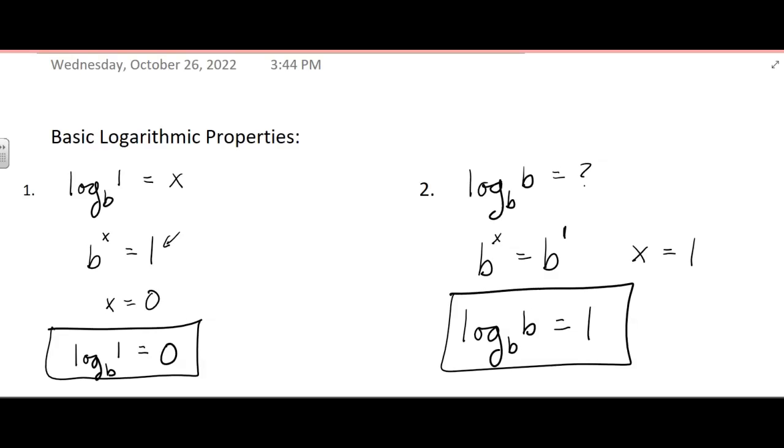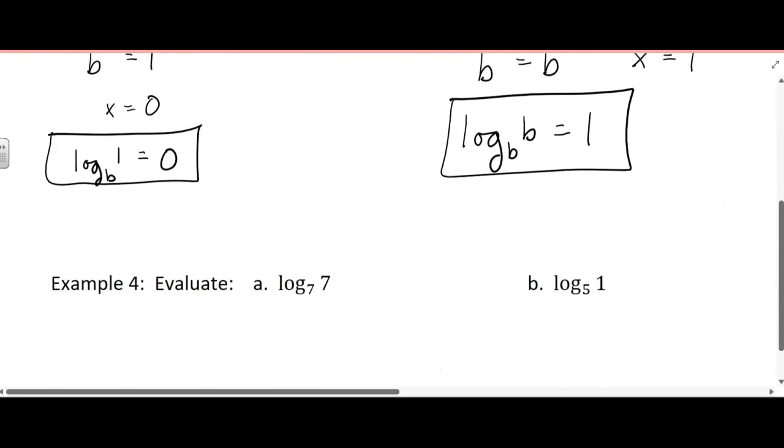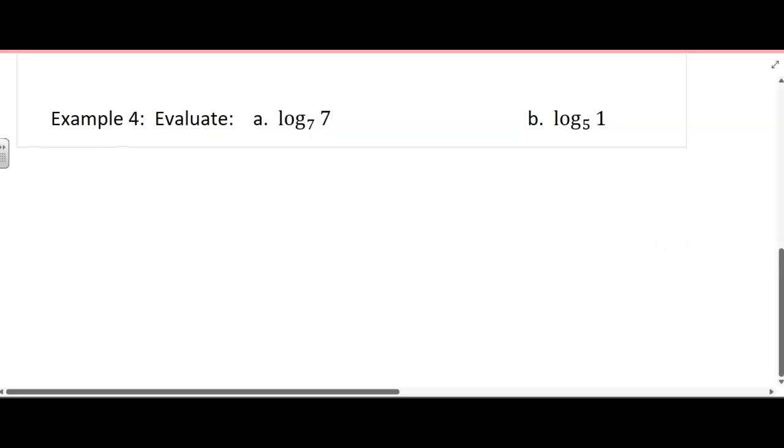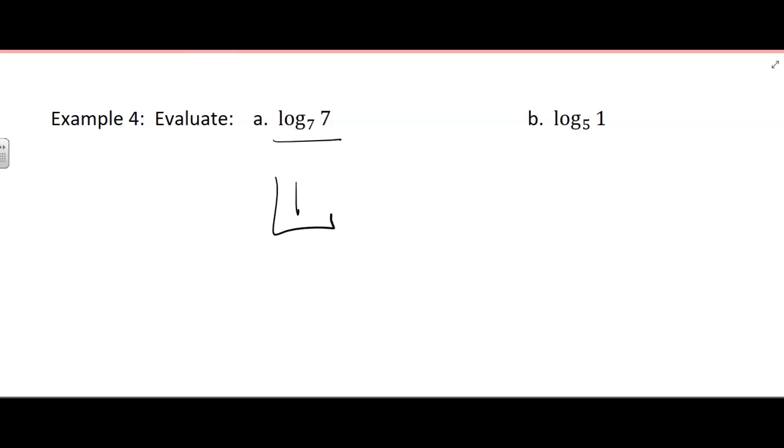Okay, those are our first 2 basic logarithmic properties. Now we're going to use them. Okay, so it says evaluate log base 7 of 7. So this is property 2. All right, and that just equals 1. Ta-da. There's nothing more exciting that goes with that.